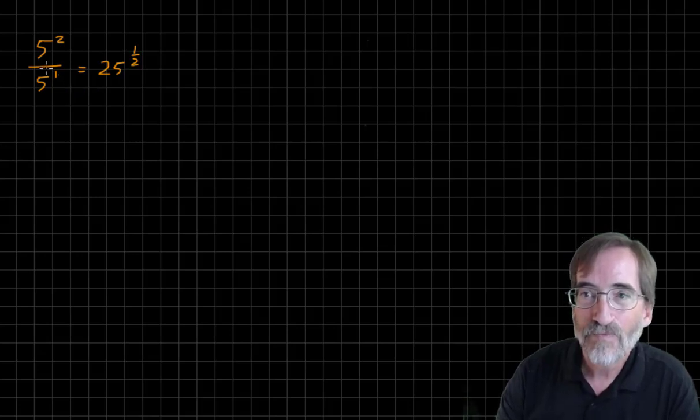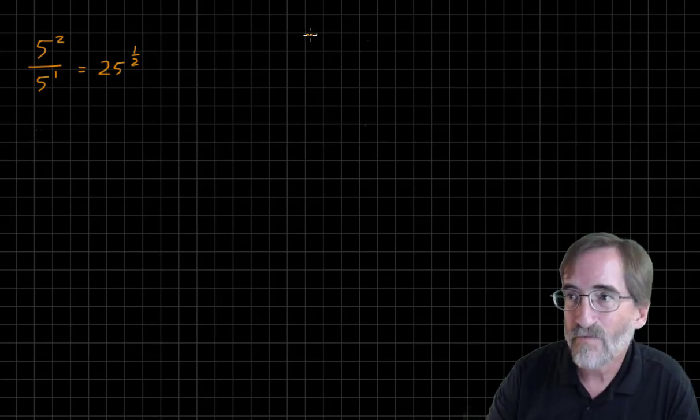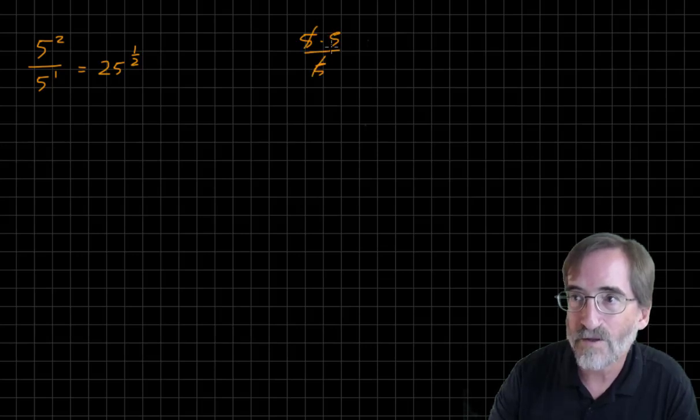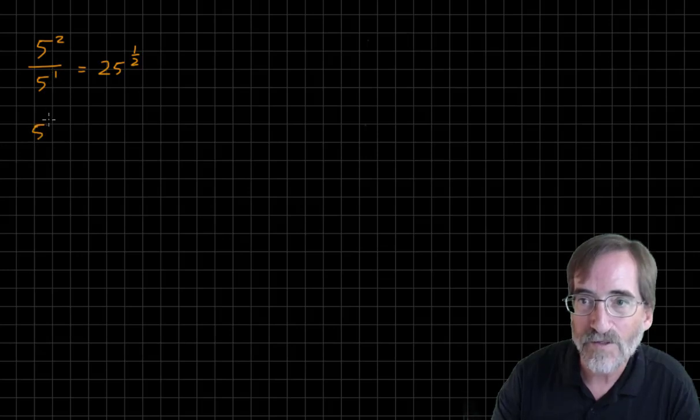All right? So 5 to the 2 over 5 to the 1. That's 5. And by the way, you can think of that as 5 times 5 over 5, and one of the 5's cancel, leaving 5 on the left. That's one good way to think of it. The lesson had you use the quotient rule. 5 to the 2 over 5 to the 1 is 5 to the 2 minus 1, which is 5 to the 1, which is 5.